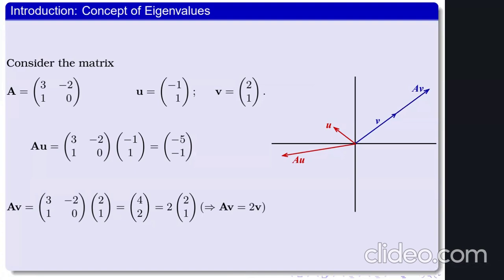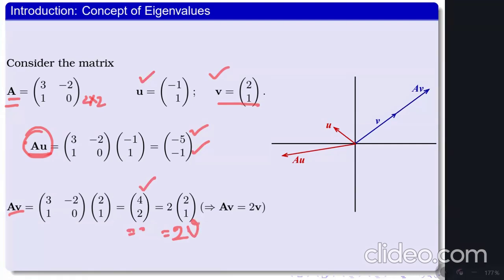Now, let us consider a matrix A, any 2 cross 2 matrix, along with two vectors u and v. After taking u and v, first we will compute Au and Av. If you see, Au is actually -5, -1, and Av is 4, 2. So 4, 2 we can write as 2 into 2, 1. So basically it's 2 times the vector v.